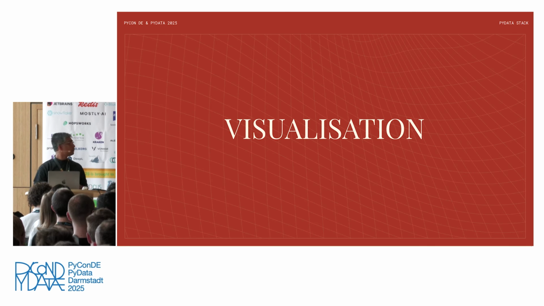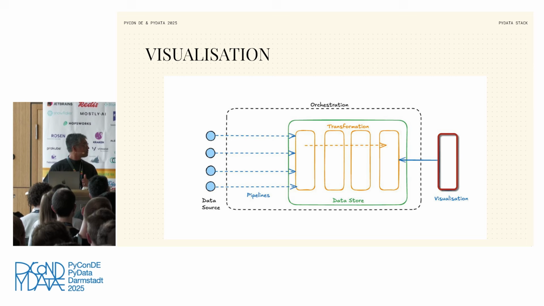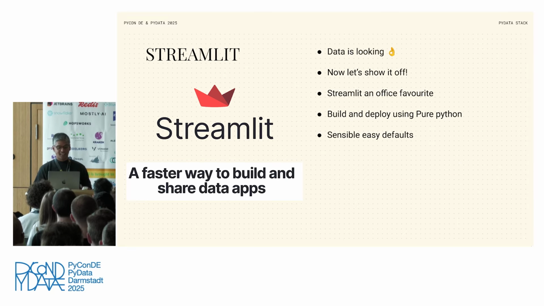Okay, finally, visualization. The last bit of the stack. This is the point where you've done all of this work, you've got trustworthy data, and you want to show someone that data. As engineers, we all love looking at numbers, columns, tables, data frames. Non-technical people hate looking at that stuff, so you need to have a visualization layer. Over time, we've become bigger and bigger fans of Streamlit just because of the speed of implementation. It's written in pure Python.